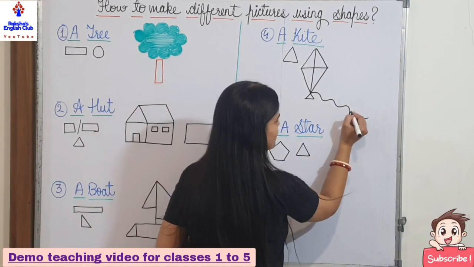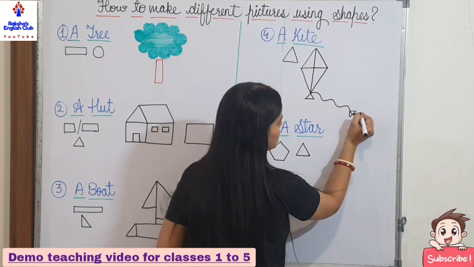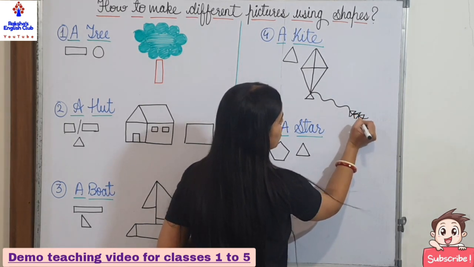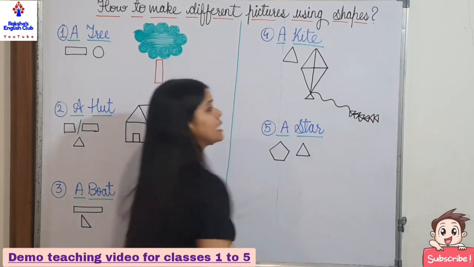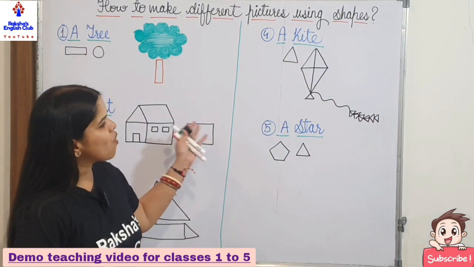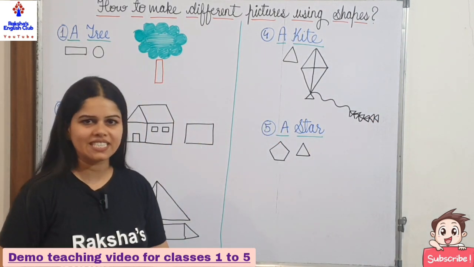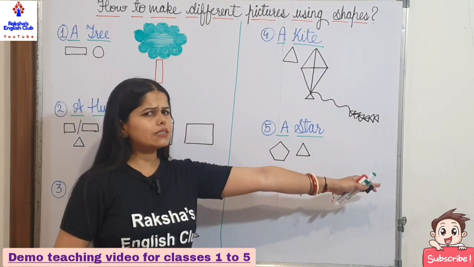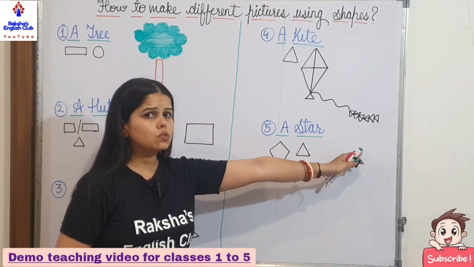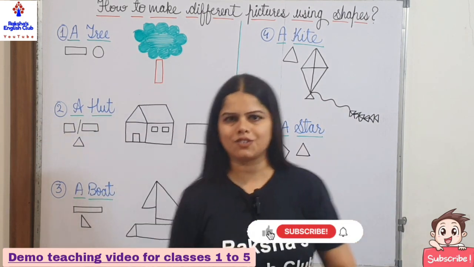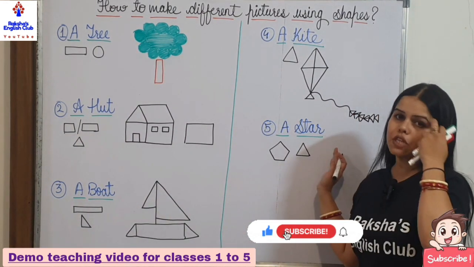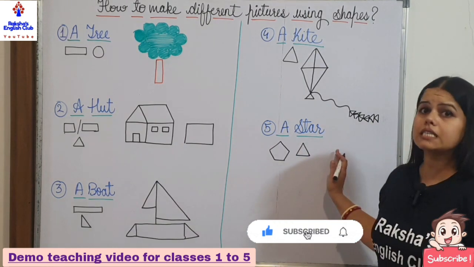Very nice. And see what else I am going to draw here. Many more triangles to make the tail of the kite. Wow, it is so beautiful, isn't it? So can you please count how many triangles are there and please let me know fast. Very good. Now the last picture of the video is a star.